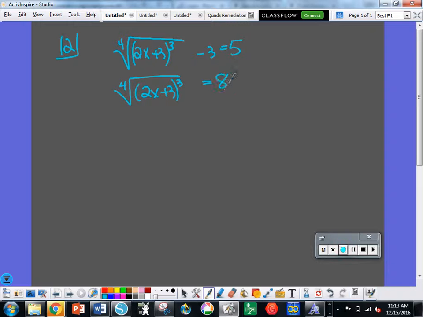equals 8. Now, do we have to worry about the domain? It's a fourth root, so everything has to be what? Positive. So let's look at our domain first. When I'm looking at the domain, I don't have to worry about the fourth or the third. I just care about this number. So 2x plus 3 has to be greater than or equal to 0, which means 2x has to be greater than or equal to negative 3.